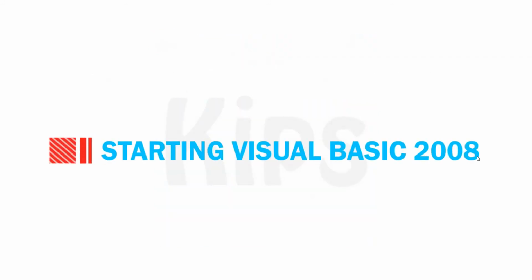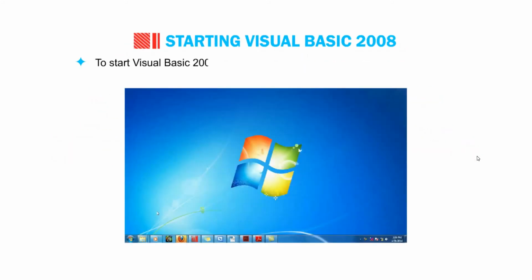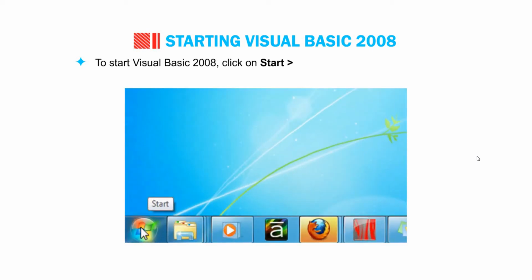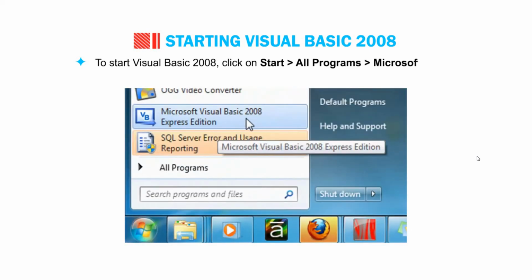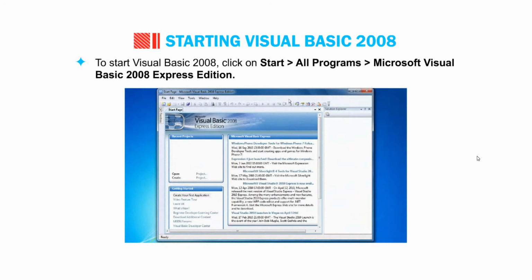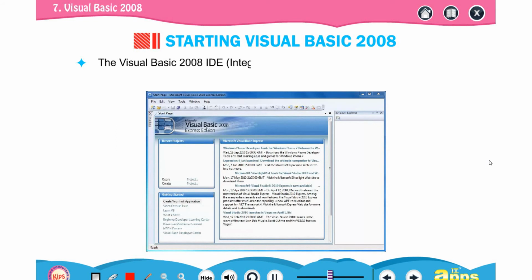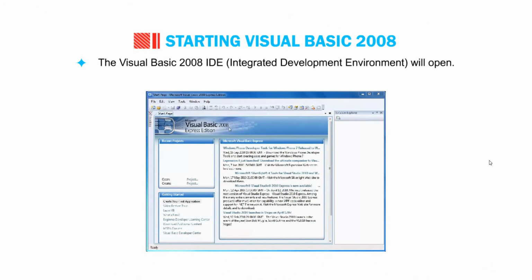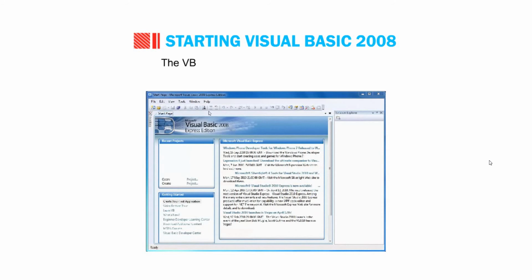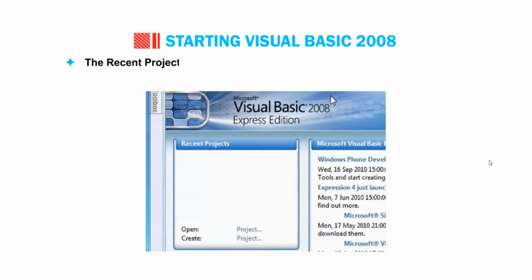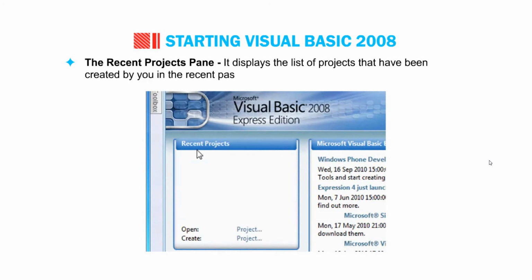Let us now learn how to start Visual Basic 2008. To start Visual Basic 2008, click on Start, then go to All Programs, then go to Microsoft Visual Basic 2008 Express Edition. The Visual Basic 2008 IDE, Integrated Development Environment, will open. The VB IDE consists of a few panes, namely, the Recent Projects pane. It displays the list of projects that have been created by you in the recent past.